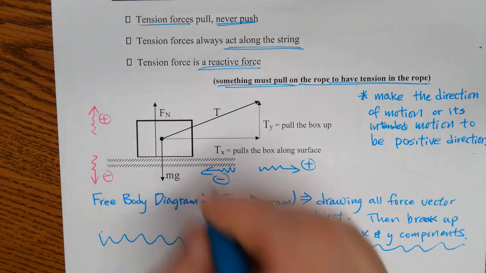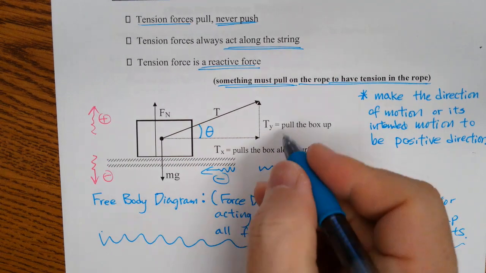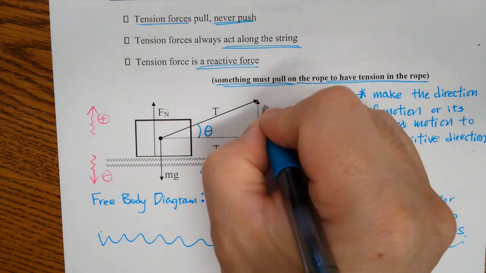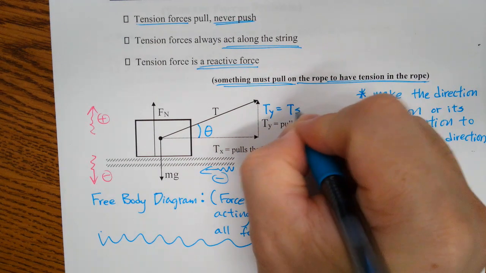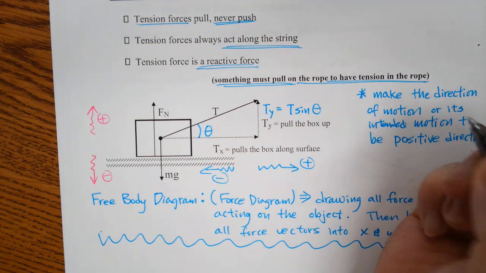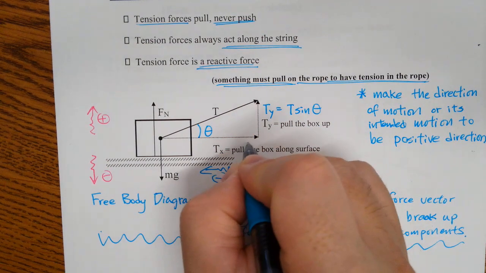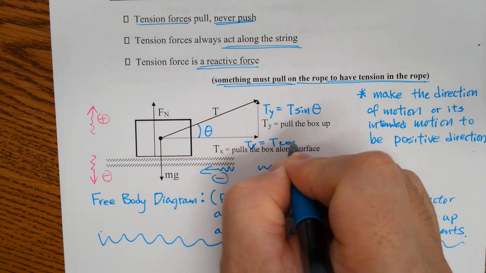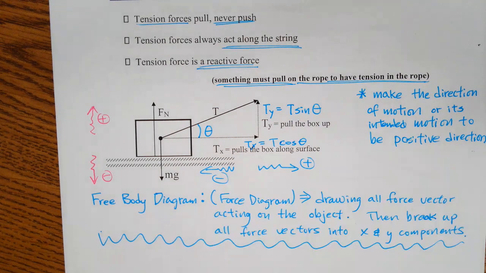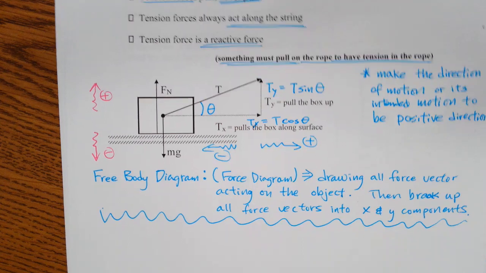So if this were to be the angle theta that this thing is being pulled, my Ty is really the opposite of my angle theta, so that is T times sine of theta, right? And my Tx looks like T times cosine of theta.